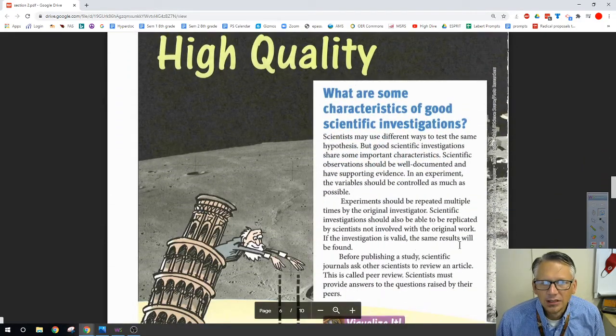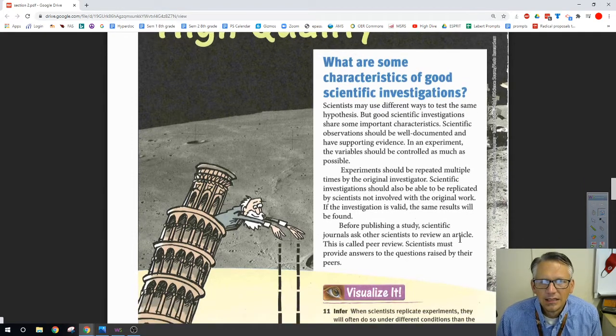What are some characteristics of good scientific investigation? Scientists may use different ways to test the same hypothesis, but good scientific investigations share some important characteristics. Scientific observations should be well documented and have supporting evidence. In an experiment, the variables should be controlled as much as possible. Experiments should be repeated multiple times by the original investigator. Scientific investigations should also be able to be replicated by scientists not involved in the original work. If the investigation is valid, the same results will be found.